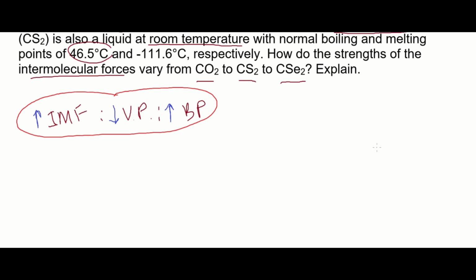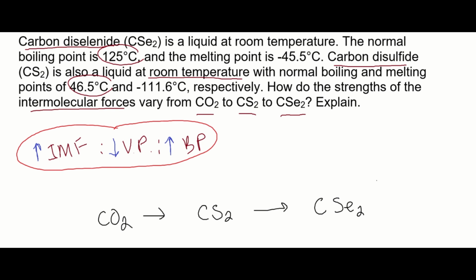So now let's put these three substances in order. It's asking us to describe the strengths of the IMFs in order from carbon dioxide to carbon disulfide to carbon diselenide. Now let's label these with the boiling points given. We're told carbon diselenide has a boiling point of 125 degrees Celsius, and carbon disulfide has a boiling point of 46.5 degrees Celsius. And we know carbon dioxide is not a liquid at room temperature, it's a gas. So we can say its boiling point is less than 25 degrees Celsius.